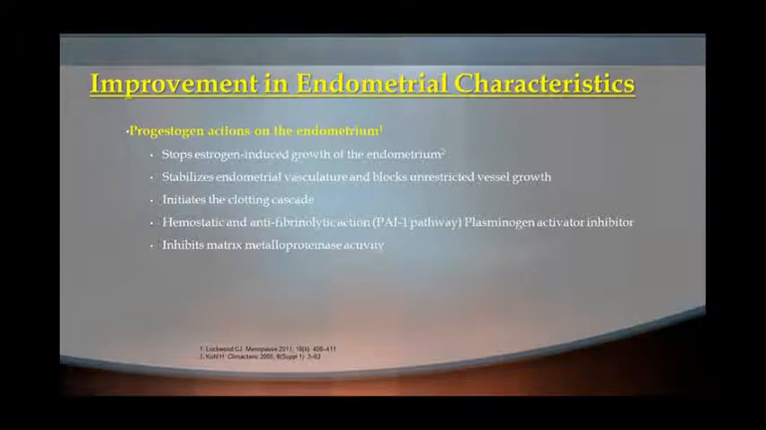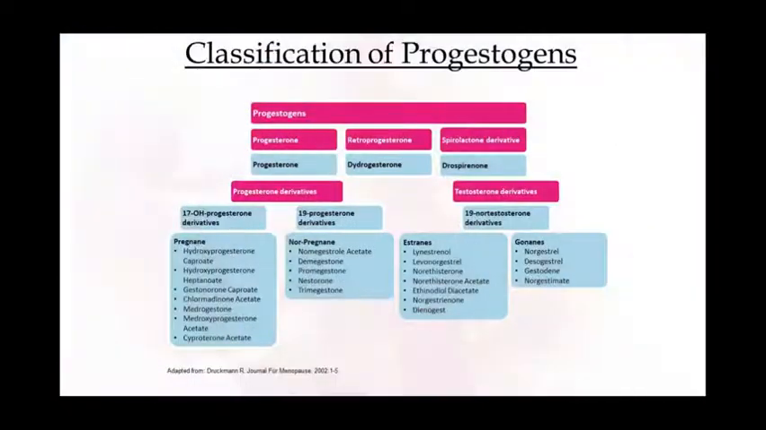It initiates the clotting mechanism by the hemostatic effect and antifibrinolytic effect through the PAI pathway, which is the plasminogen activator inhibitor, and it inhibits the MMPs, which are one of the factors in the coagulation disturbance. So that's why progestogens can act hand in hand with tranexamic acid at certain periods.